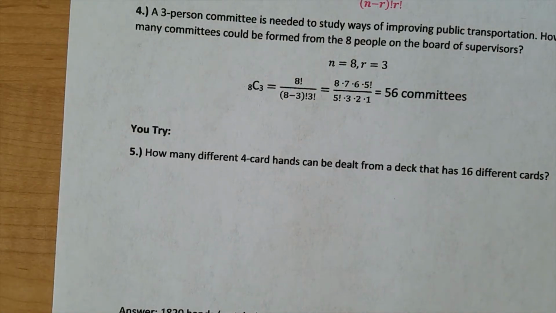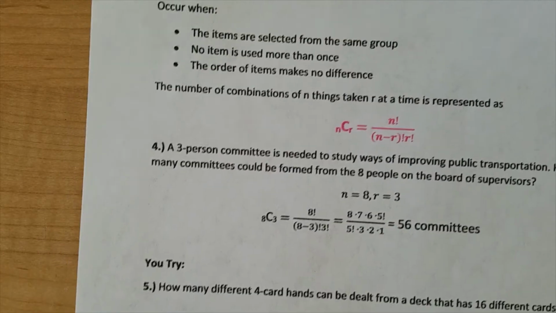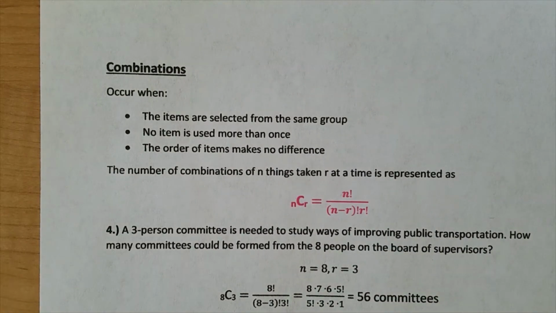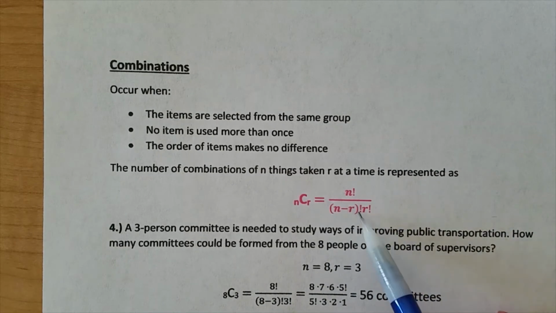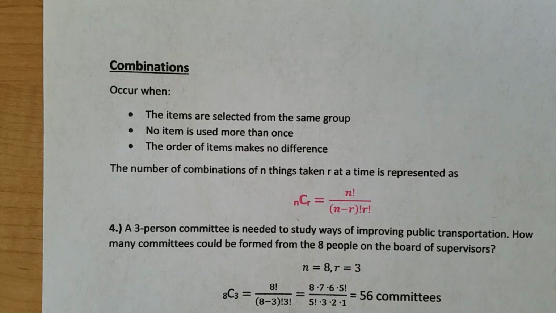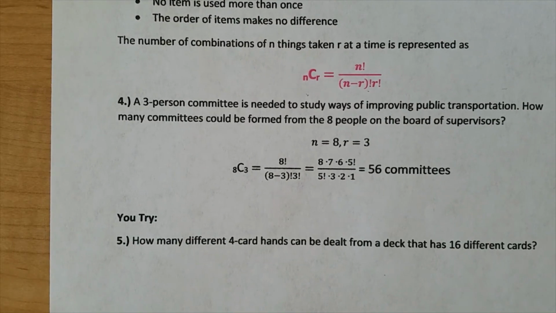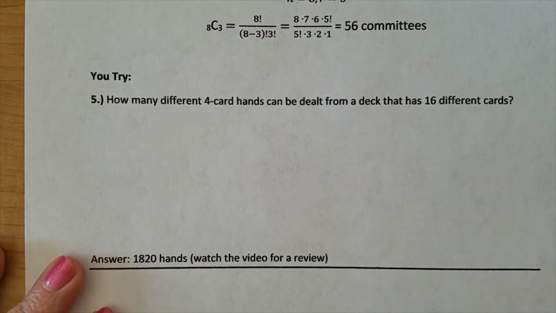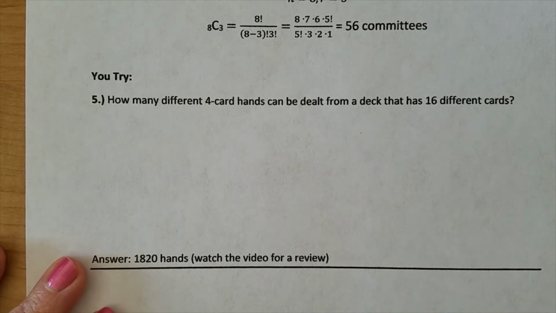And now let's look at number 5. This deals with combinations. We just worked with combinations. This is your binomial coefficient. The order in which your formula is presented to you is just a little bit different. It still means the same thing. You can still, of course, use the calculator to calculate these to check your answers. I still want to see your work. So here we go, number 5. How many different 4-card hands can be dealt from a deck that has 16 different cards?